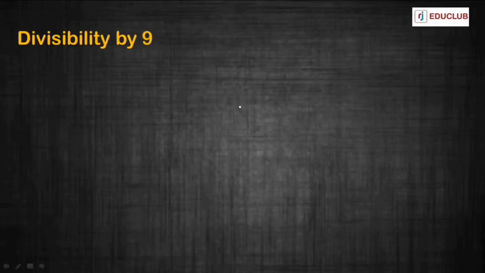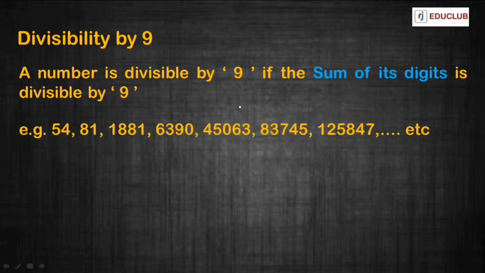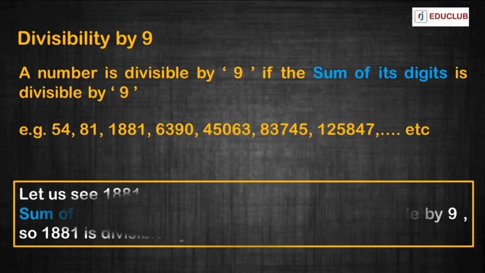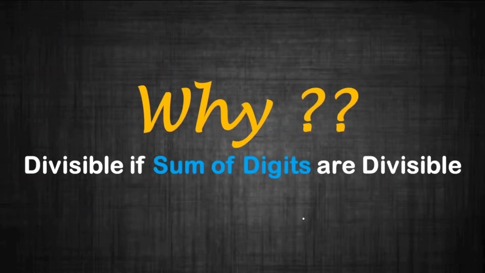Divisibility by 9. A number is divisible by 9 if the sum of its digits is divisible by 9. For example, these are some of the numbers which are divisible by 9. Let us see one number, 1881. The sum of its digits is 18, and 18 is divisible by 9, 9 into 2. So we can say 1881 is divisible by 9. Why? Why is it divisible if the sum of its digits is divisible?